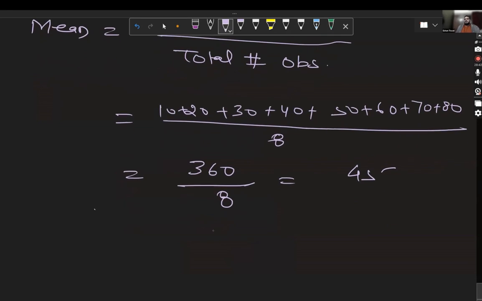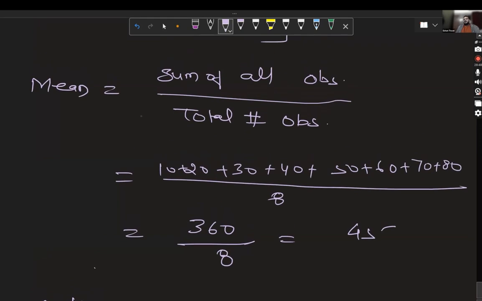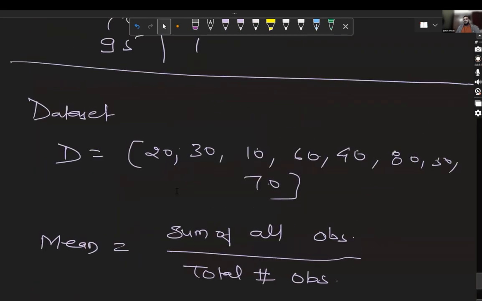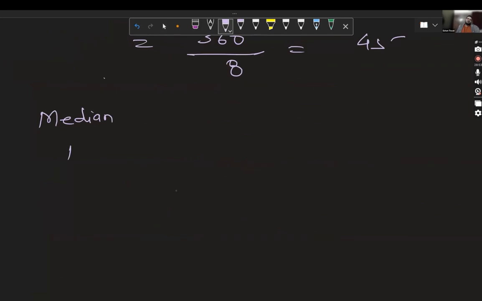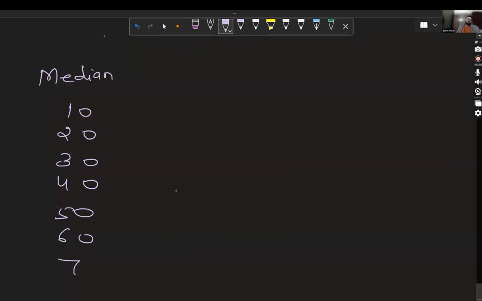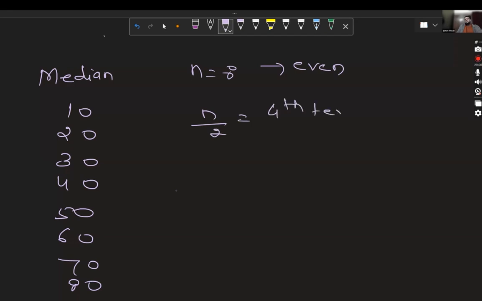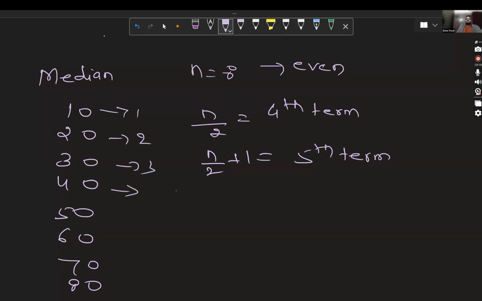Now, if I calculate the median, what do I have to do? First, I have to arrange this data in ascending order. It would look like 10, 20, 30, 40, 50, 60, 70, 80. Second, n here is 8, which is even. So n by 2 would be the 4th term, and n by 2 plus 1 is the 5th term. This is 1, 2, 3, 4, 5, 6, 7, 8.